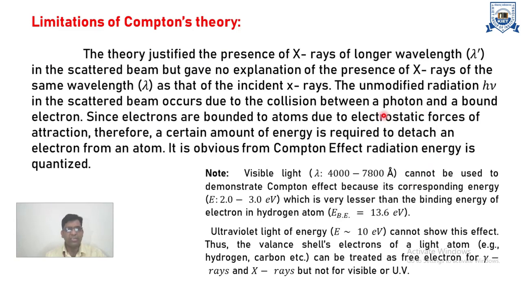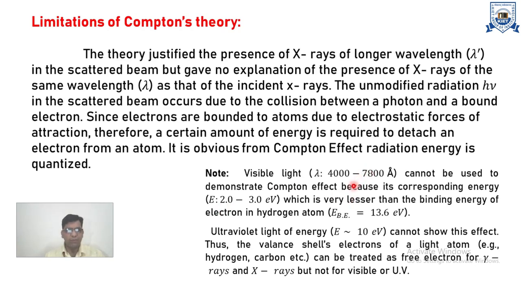The theory justifies the presence of X-rays of longer wavelength in the scattered beam, but gives no explanation for the presence of the shorter wavelength, the unmodified radiation with frequency h nu and nu dash. In the collision between the photon and a bound electron, since electrons are bound to the atom due to electrostatic force of attraction, a certain amount of energy is required to detach an electron from the atom. It is obvious from the Compton effect that it shows quantization, not visible light.